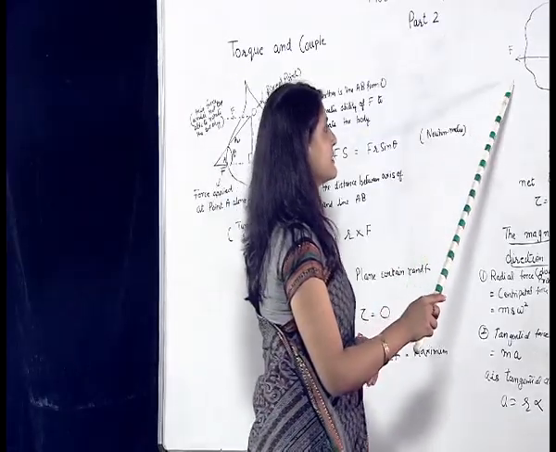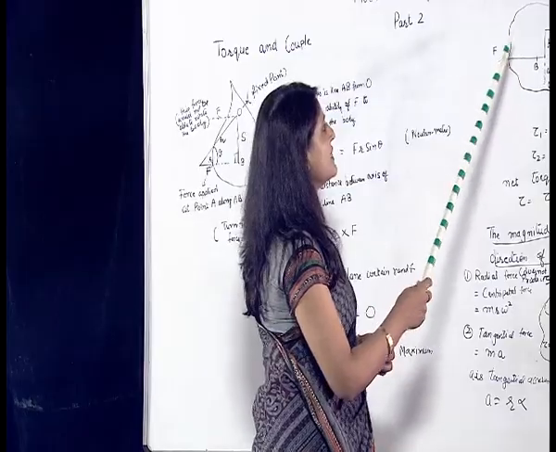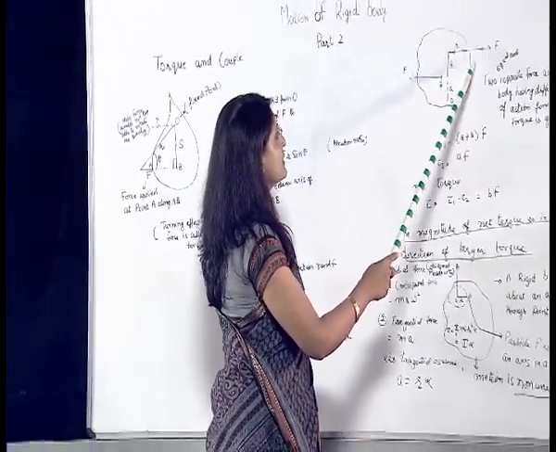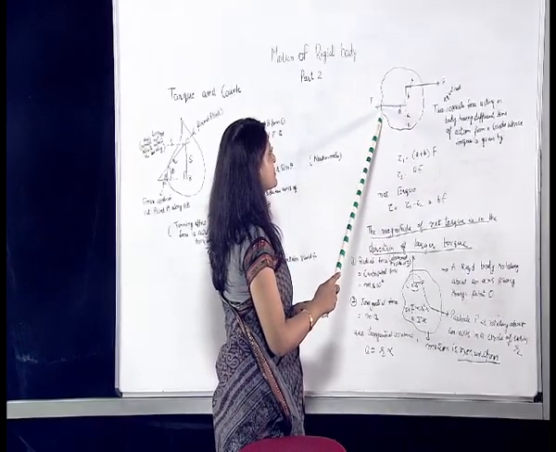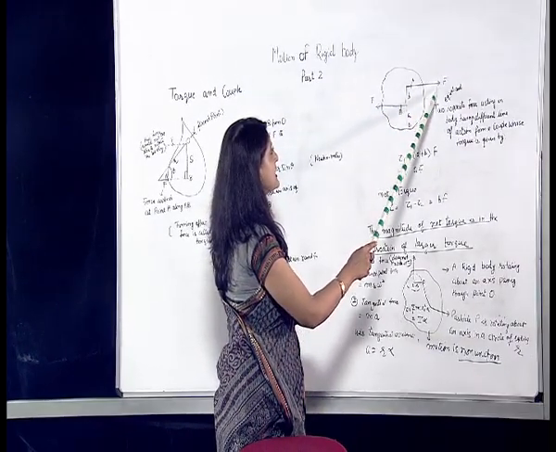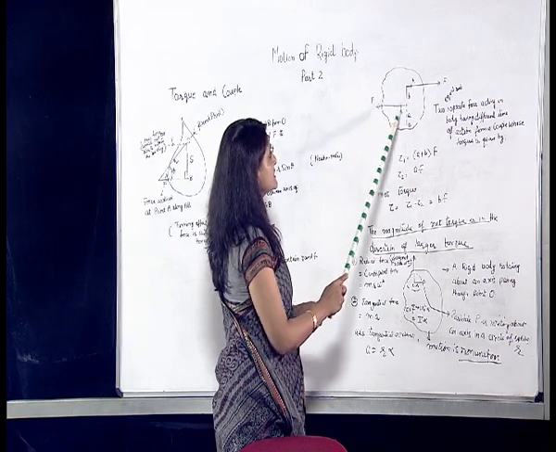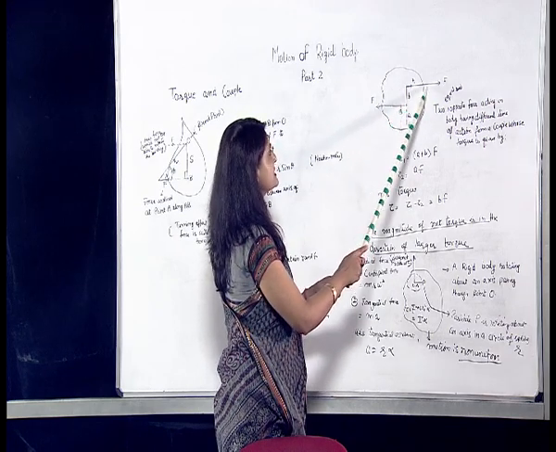We can take up another example. Here we have taken a laminar body. We apply two equal and opposite forces, one in the right direction and one in the left direction. There is another point to be noticed: the lines of action are different.